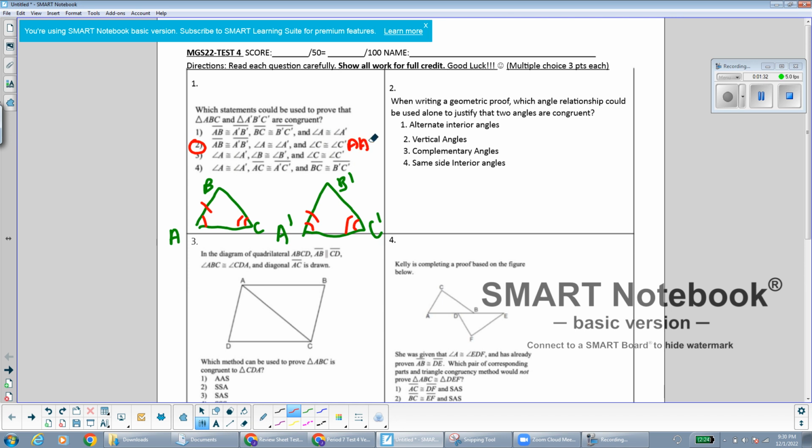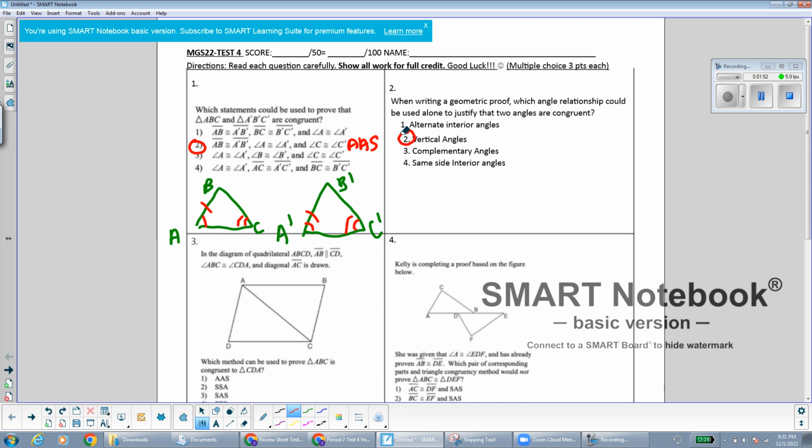That's by AAS. Answer choice 3, just looking at it, it only mentions angles. And we know that AAA is not a valid method of proving triangles congruent. And if you test out answer choice number 4 in your diagram, it will give you SSA again, which is not valid.